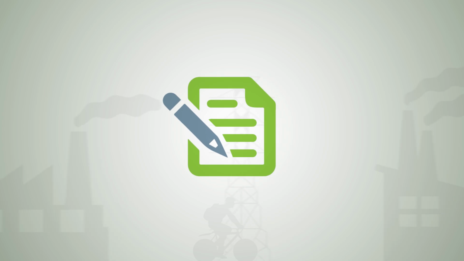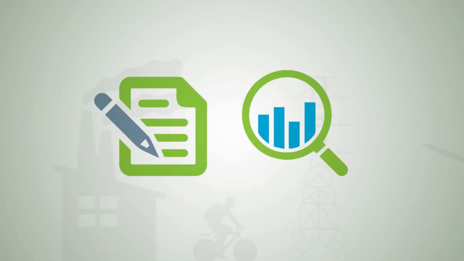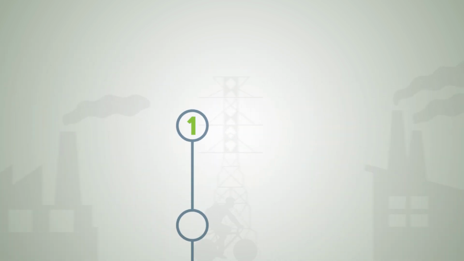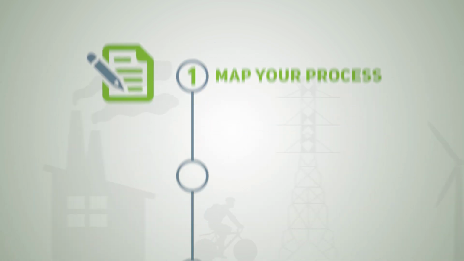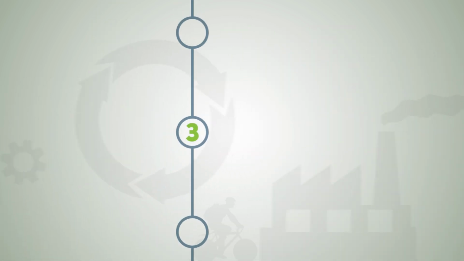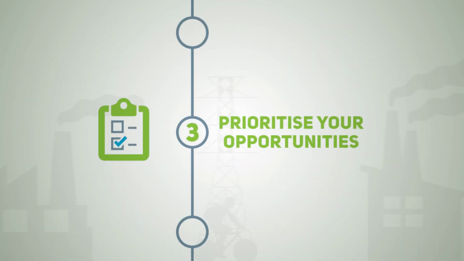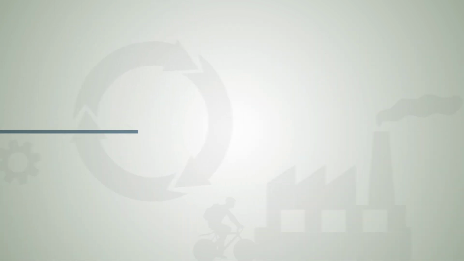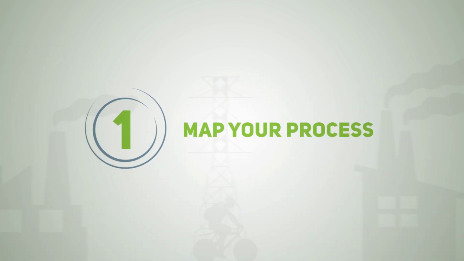Use the following 3-step approach to identify synergy opportunities in your resource pool or production process. Step 1. Map your process. Step 2. Quantify your resources. Step 3. Prioritize your opportunities. Let's take a more detailed look at each of these steps. Step 1. Map your process.